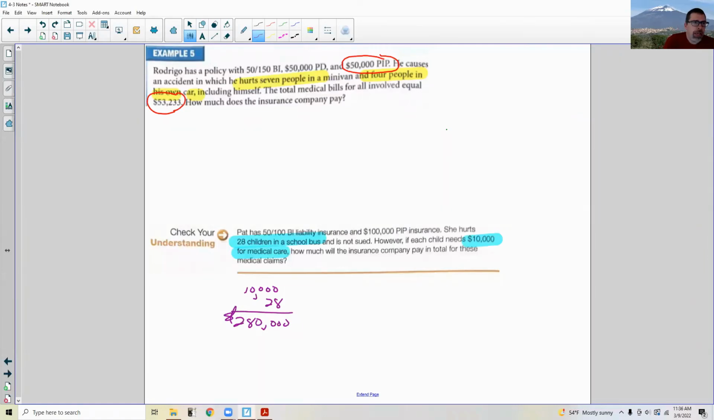Okay, so that example 5 brings us to the end of chapter 4.3. So that's the end of the lesson.